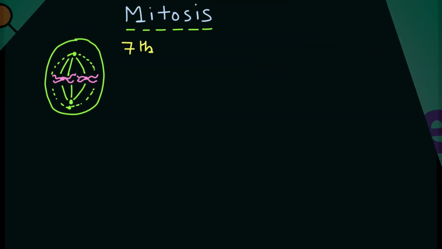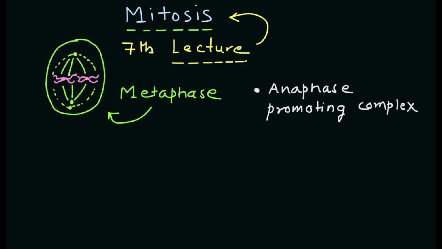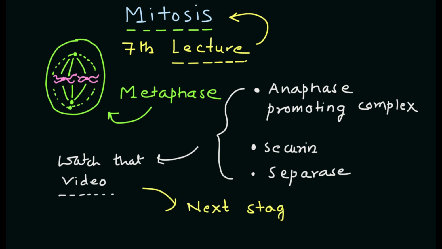Welcome to our 7th video on mitosis. In our last video, we talked about the stage called metaphase. We went over some important points called the metaphase chromatid complex, Securin, and Separase. If you missed that video, it's a good idea to watch it before watching this one. Today, we will be talking about the next stage, which is called Anaphase.